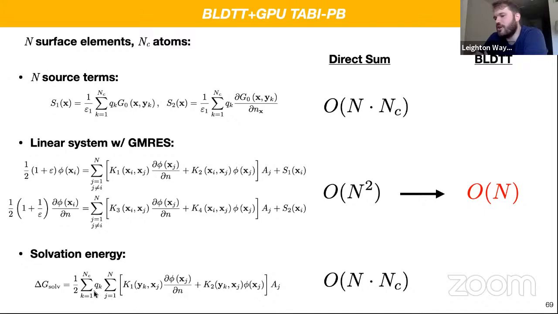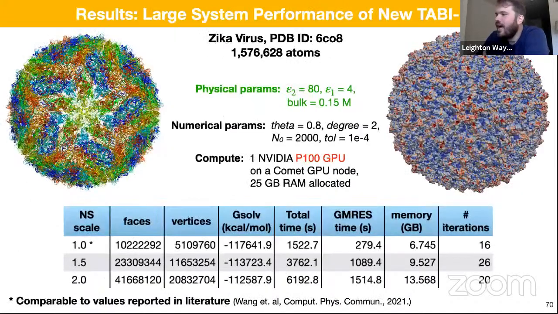These pieces, computing the source terms and computing the solvation energy, are O of n times n sub c, where again, n is the surface elements and n sub c is the number of atoms. This was always so small that we never even really considered these terms, or if we would need to speed them up in any way. But the interesting thing about running bigger and bigger problems is you always end up finding computational decisions, algorithmic decisions that maybe you never really would have considered otherwise. And so that's what happened to us.